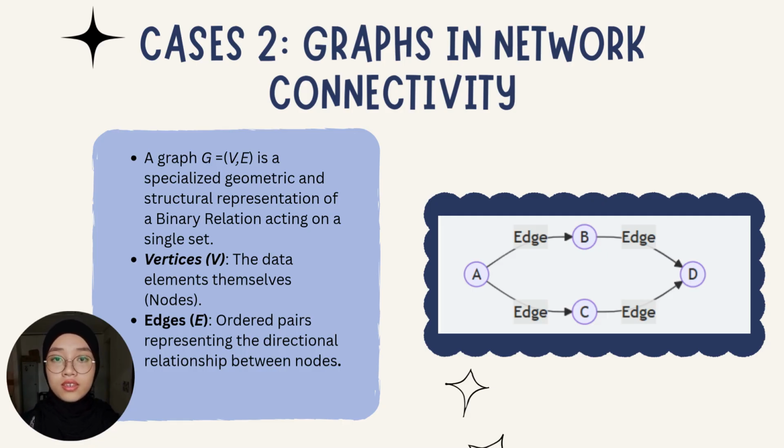As you can see in the diagram on the right, the elements of our relation are treated as vertices, which are the circular nodes labeled A, B, C, and D. The actual relationships between them are modeled using directed arrows called edges. If there is an arrow from A to B, it means a data path or a physical network cable exists between them. This structure is highly valuable for mapping things like fiber optic internet cables, flight paths, or social network connections, where users are nodes and friendships are edges.